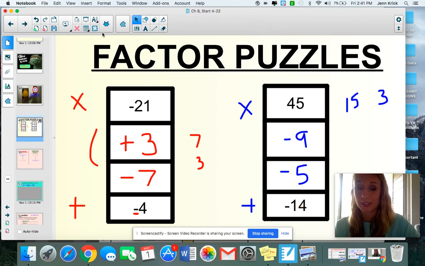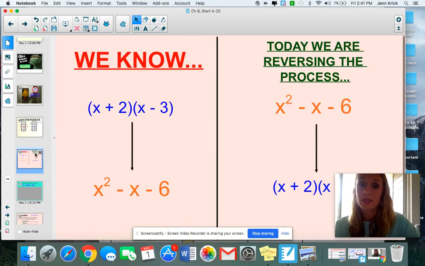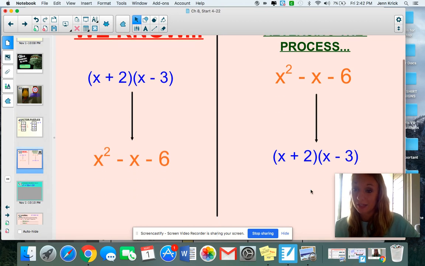Here's where it comes into play. We know how to multiply two binomials and get a trinomial because we used FOIL to do that. We did first, outside, inside, last. Today, ladies and gentlemen, we're reversing the process. I'm giving you the trinomial right here.